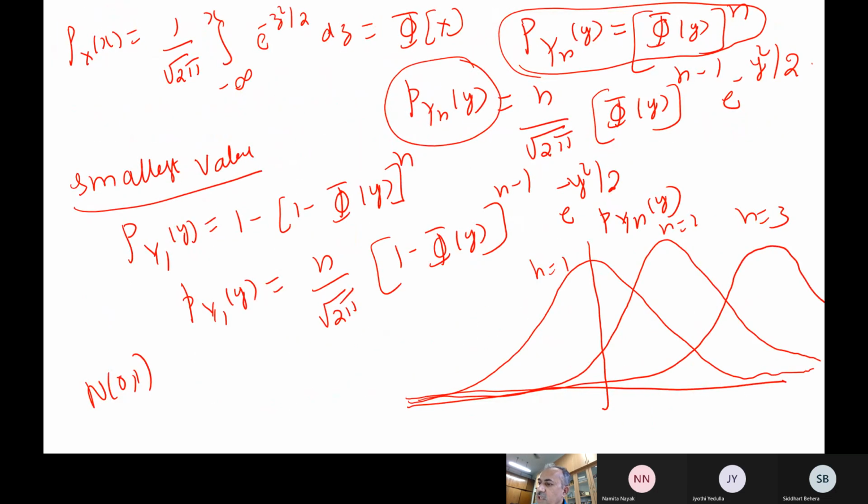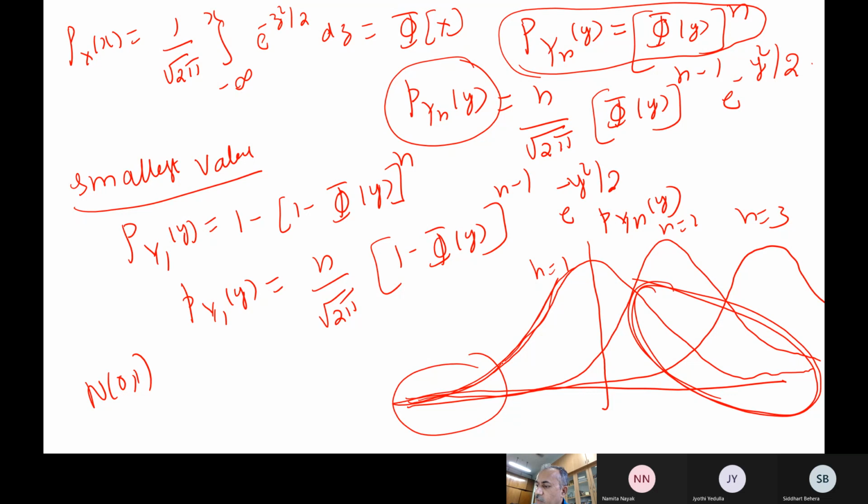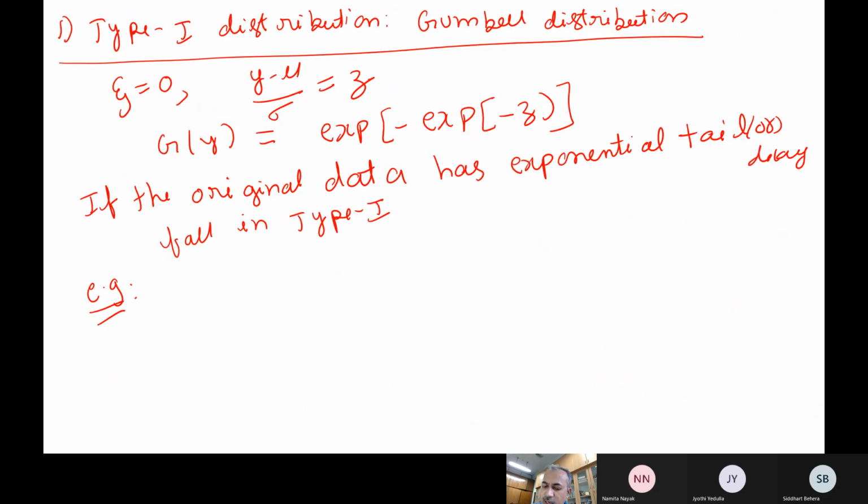See, if you look at the normal distribution, how is the decay going on? The final values are dictated by how they are decaying. For the normal, what type of decay is it? It is exponential decay only. Suppose I take the exponential distribution, automatically the decay is exponential decay.